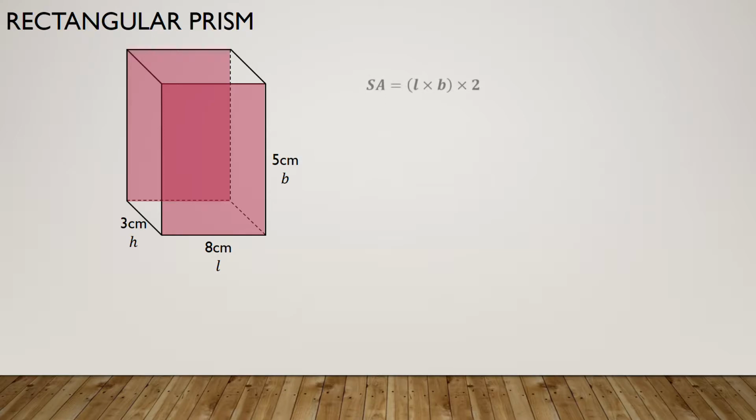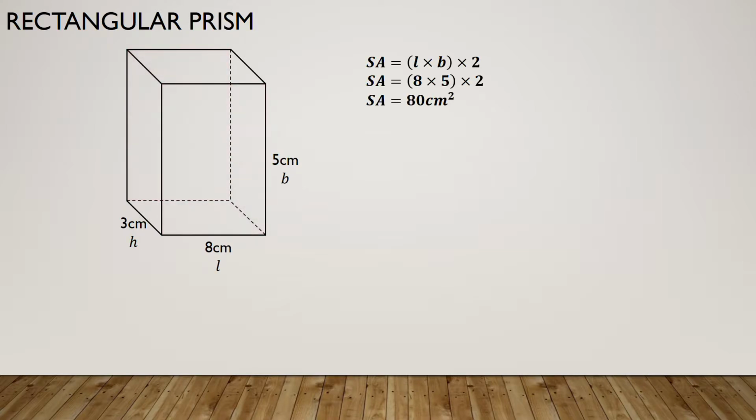That will be basically length times breadth times 2, because there's the front and the back. So I'm going to say 8 times 5 times 2, and then from there I can just work out that it's 80 centimeters squared because I'm working with area.